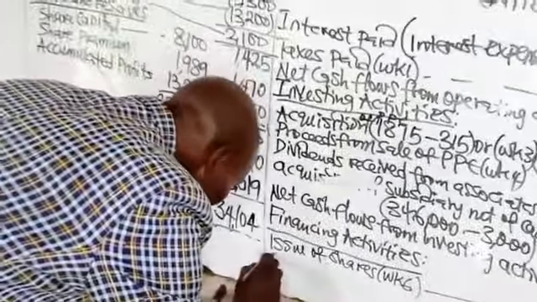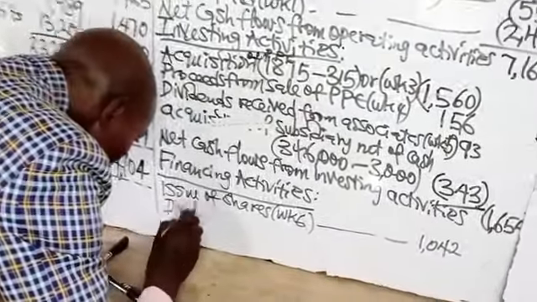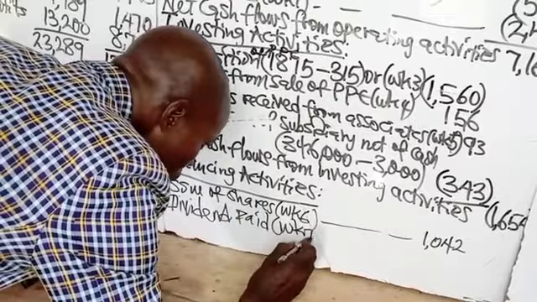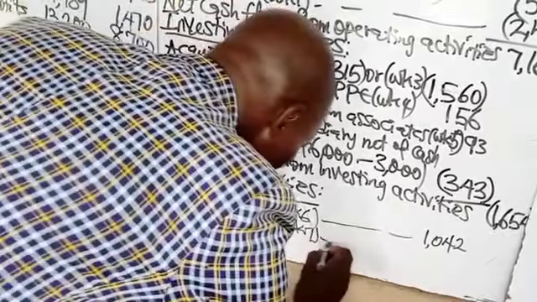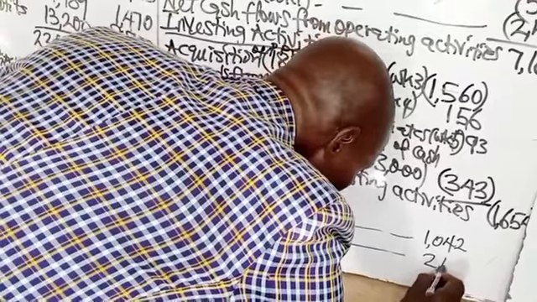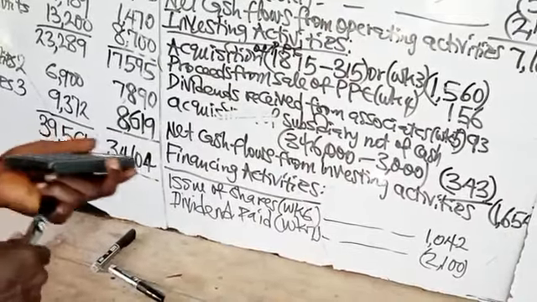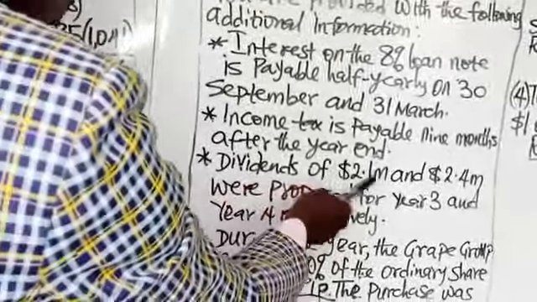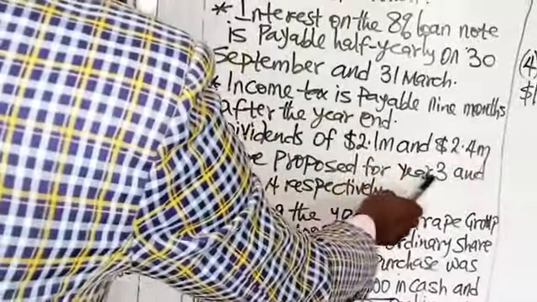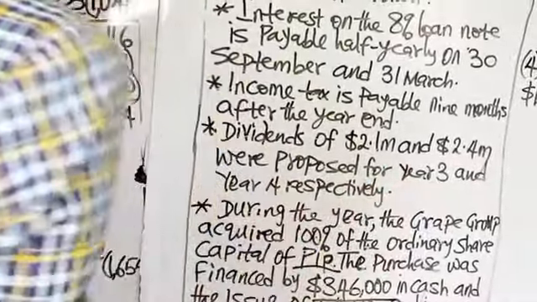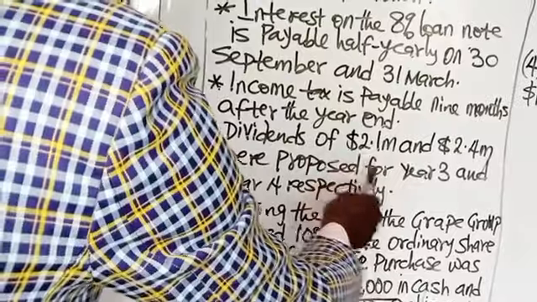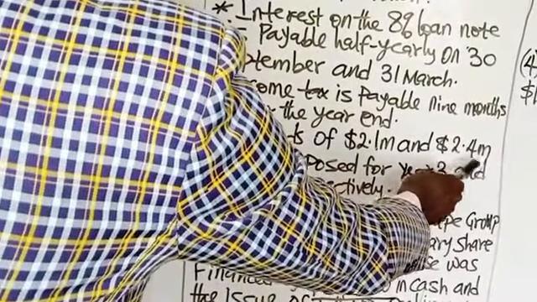So dividend, working number 7, 2,100 outflows. Now, I want you to note that the information about dividend proposed says dividends of 2.1 million and 2.4 million were proposed for year 3 and year 4 respectively. The 2.1 million is for year 3, and we are not preparing cash flow for year 3. We are preparing cash flow for year 4.